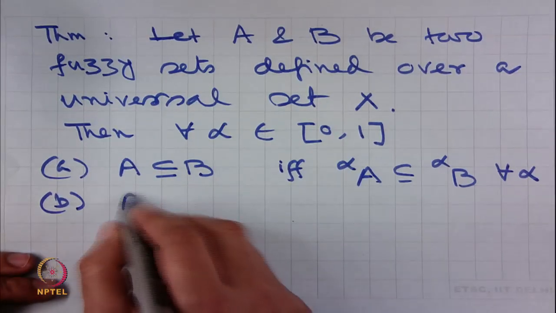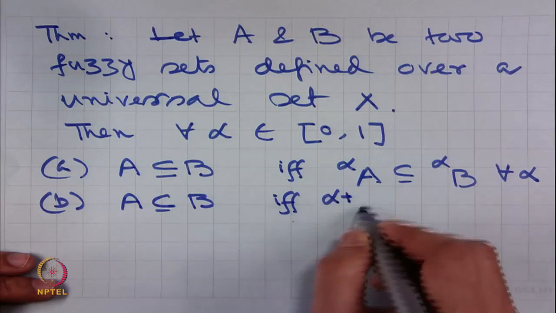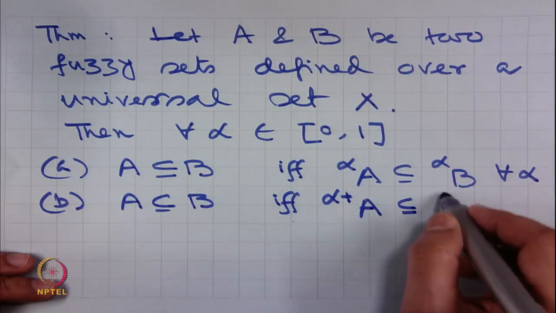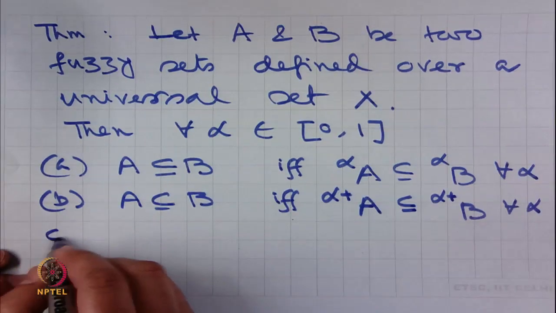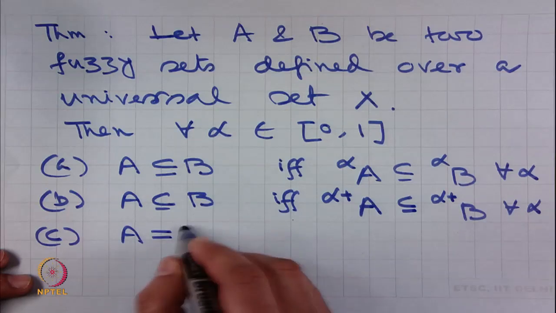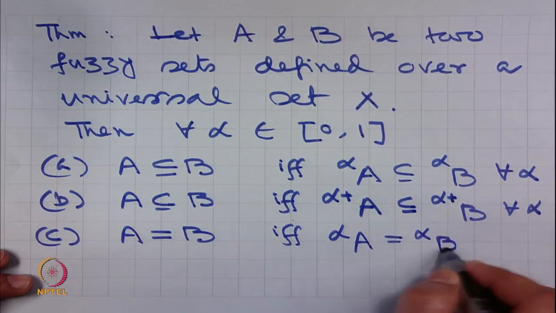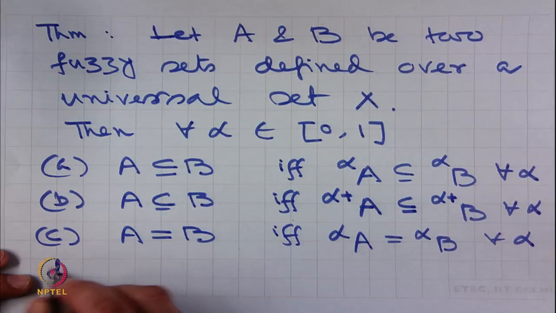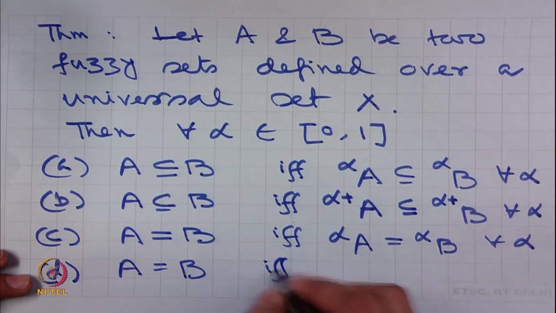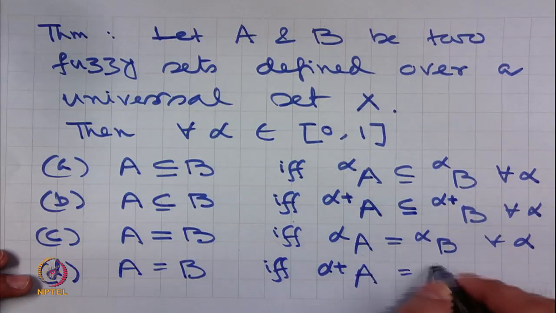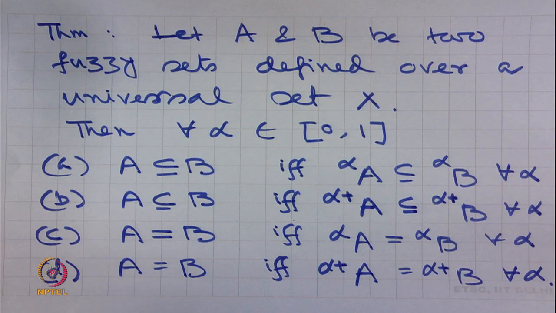B, A is contained in B if and only if alpha plus cut of A is contained in alpha plus cut of B for all alpha. C, A is equal to B if and only if alpha cut of A is equal to alpha cut of B for all alpha, and D, A is equal to B if and only if alpha plus cut of A is equal to alpha plus cut of B for all alpha. So, let me prove these results.